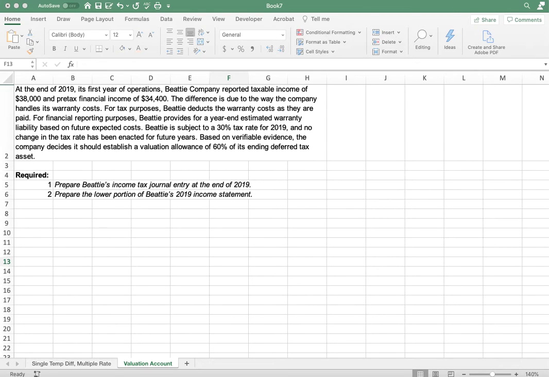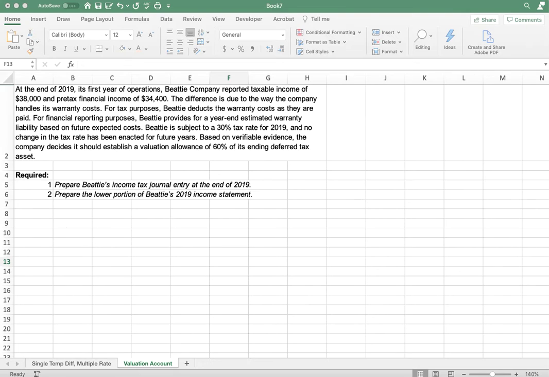Tax asset and valuation account. At the end of 2019, its first year of operations, BD Company reported taxable income of $38,000 and pre-tax financial income of $34,400. The difference is due to the way that the company handles its warranty costs. For tax purposes, BD deducts the warranty costs as they're paid. For financial reporting purposes, BD provides the year-end estimated warranty liability based on future expected costs.